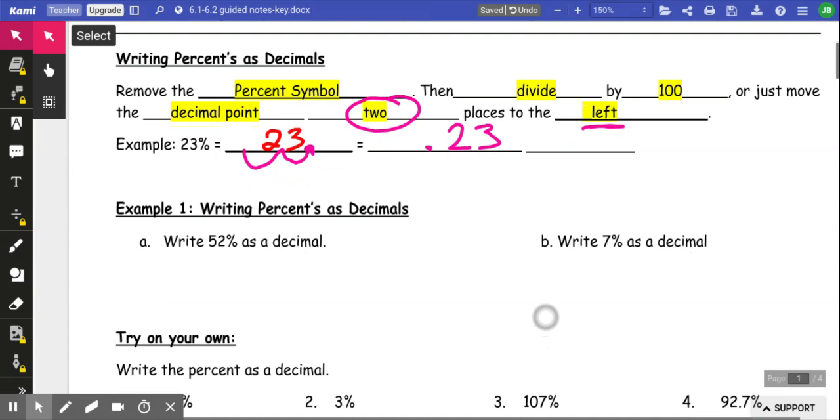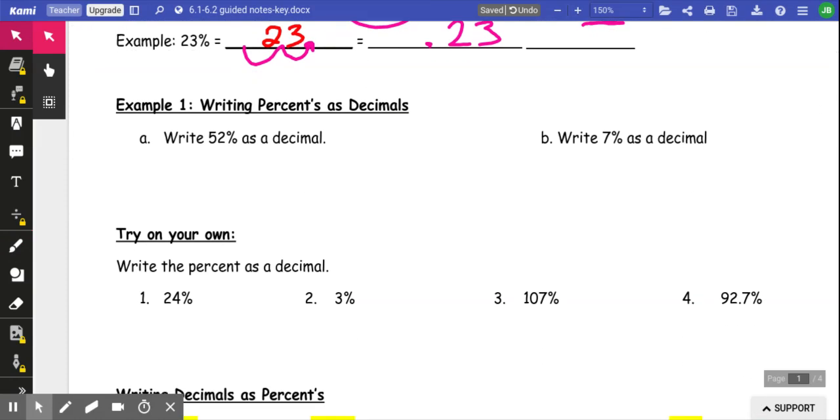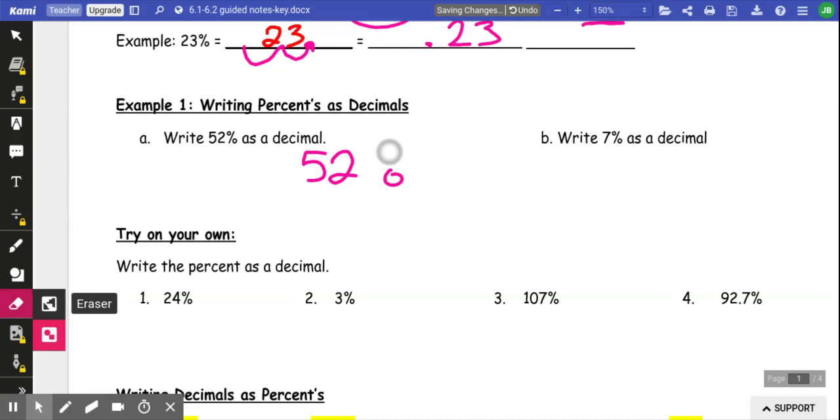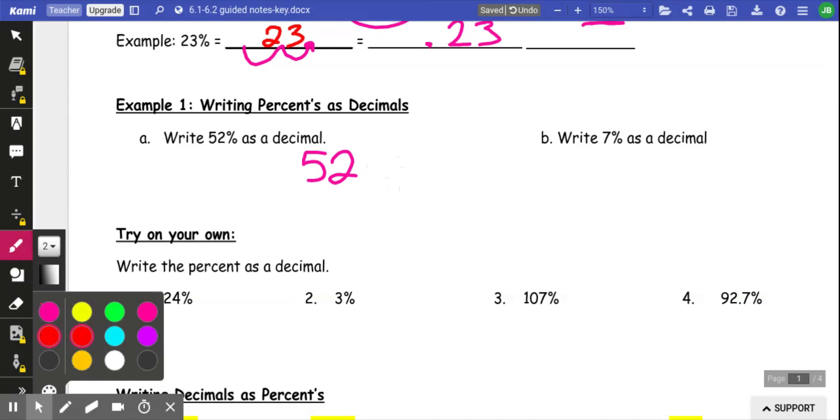Okay, we have a couple problems to practice here. We have 52% as a decimal. So I'm going to start by writing my percent, 52%, and then dropping or erasing that percent sign. Then I'm going to move that decimal point. Again, that decimal point is located behind that last whole number. We're going to shift it twice to the left, which means that 52% equals 52 hundredths, or 0.52.